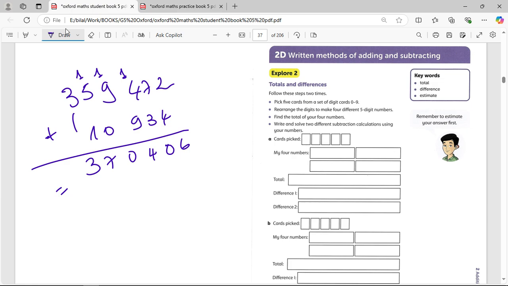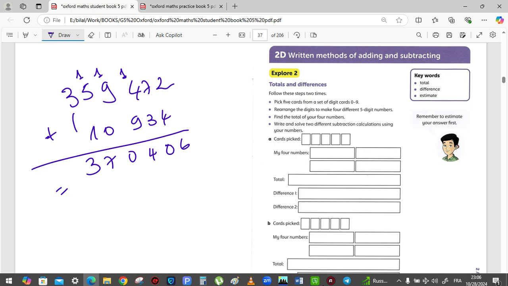Okay, and the answer is 370,406. Alright guys, we did this many times in class. This is how you add numbers.